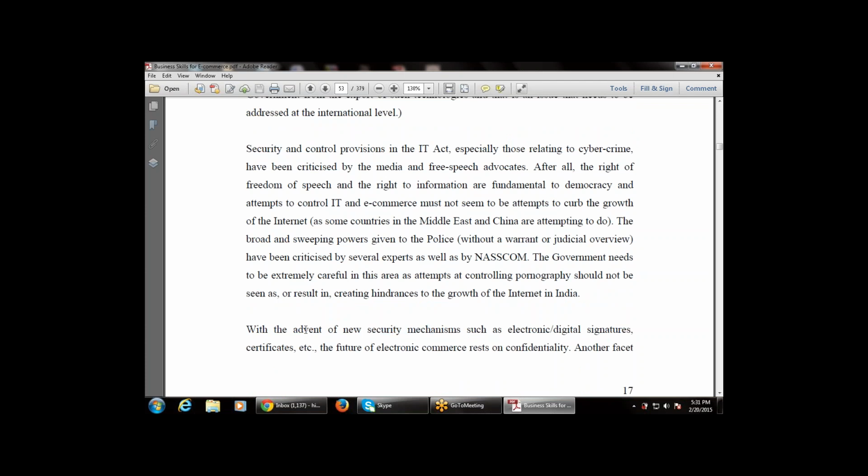With the advent of new security mechanisms, such as electronic and digital signatures and digital certificates, in the last 5 or 10 years there are new technologies like secure electronic transaction, digital certificates and digital signatures. The future of electronic commerce rests on confidentiality, that is, the information available must be on a confidential basis.